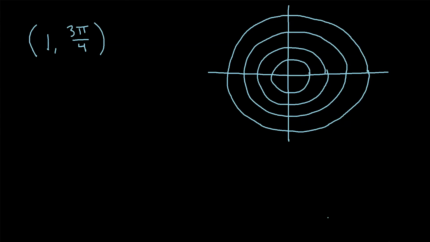In this video, we will talk about how to plot polar coordinates. So I have a few examples for us to work through here. Let's check out the first one. Let's say we're given the polar coordinates 1, 3 pi over 4. How can we plot these coordinates?